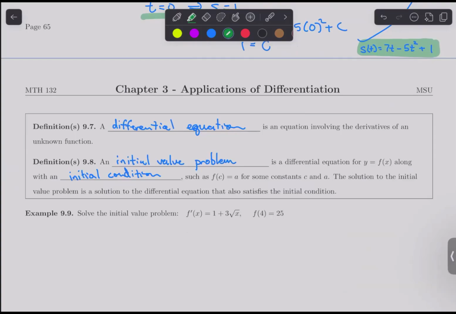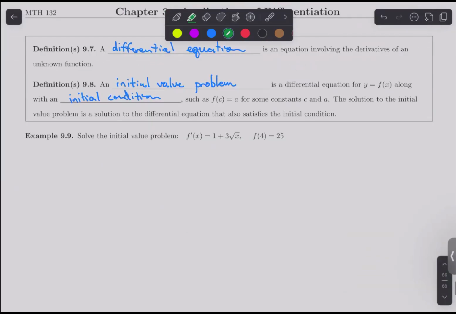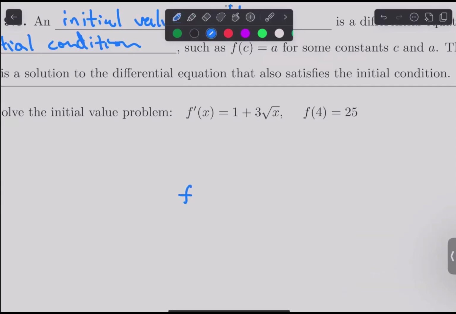And now I'd like to do this with a pure math problem. So here's a setup, solve the initial value problem. Again, our ultimate goal here is trying to find some function f of x. I'd like to go backwards here. I'm given an equation that has a derivative in it. In this case, f prime of x is equal to 1 plus 3 root x. And I have some initial condition. In this case, when I plug in 4, I ought to get out 25. So I'm trying to find a function that satisfies both of these conditions.